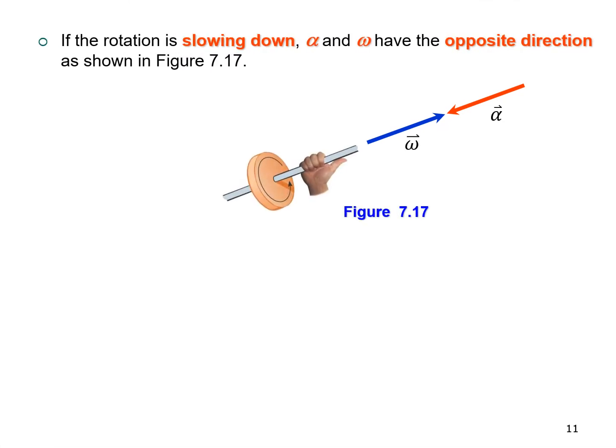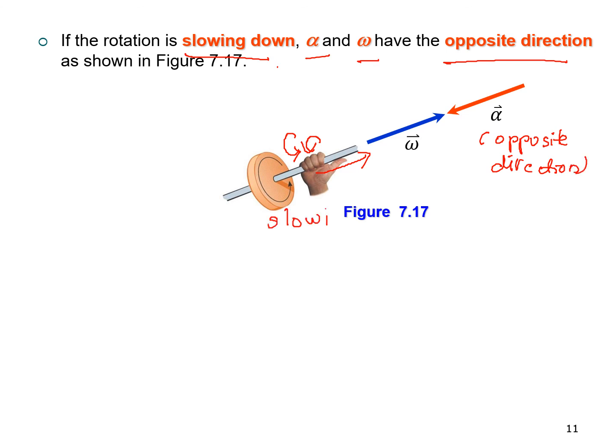Right now, by referring to figure 7.17, our rotation is slowing down. This means our alpha and omega are in opposite directions. By using the right hand grip rule, our curled fingers are now directed anti-clockwise and our thumb is directed upward, but our rotation is slowing down. So alpha, the angular acceleration, is in the opposite direction, meaning our rotation is slowing down.